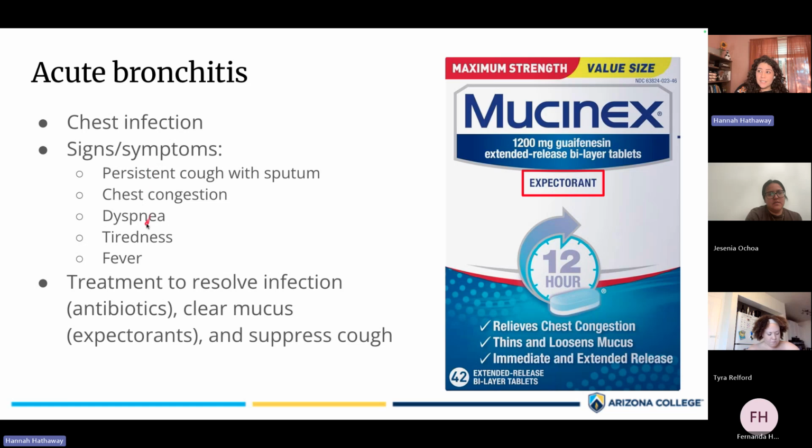So how do you treat acute bronchitis? Obviously, you can take antibiotics to try to treat the infection. And you try to clear up some of that mucus, to help cough up some of that sputum. So Mucinex, that's an expectorant. Expectorants are things that help with expectoration, which is just coughing up gunk, coughing up mucus.